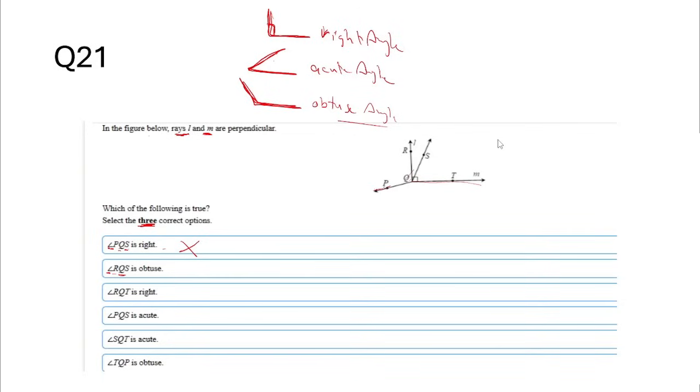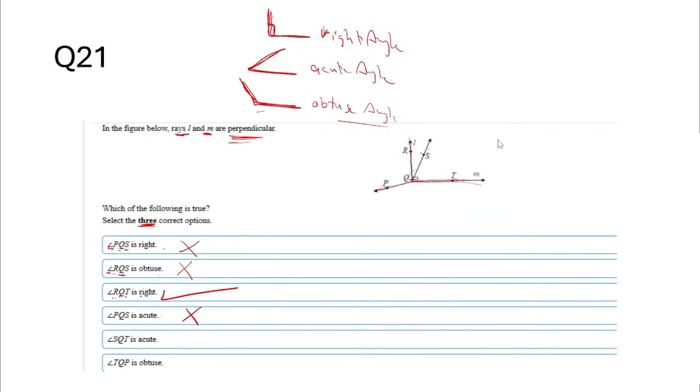Angle RQS. RQS is an obtuse angle. What is the obtuse angle here? It's here, and this is the RQS. No, this is the wrong answer. Okay, RQT. Angle RQT is right. This is the line L and line M, and it's mentioned they are perpendicular. That means this is the right answer. Okay, angle PQS. PQS is acute. No, this is the wrong answer.